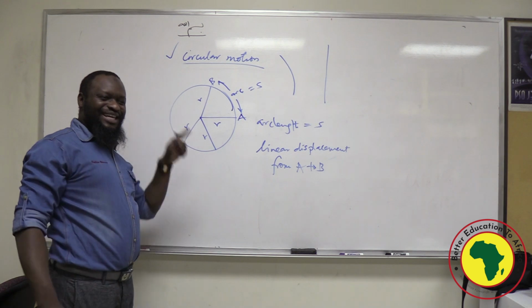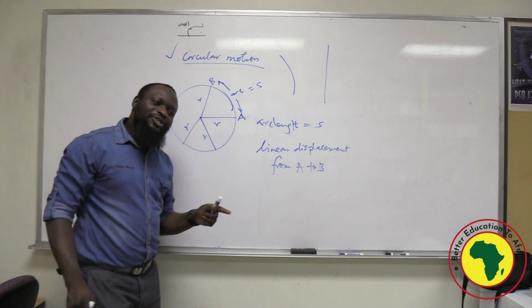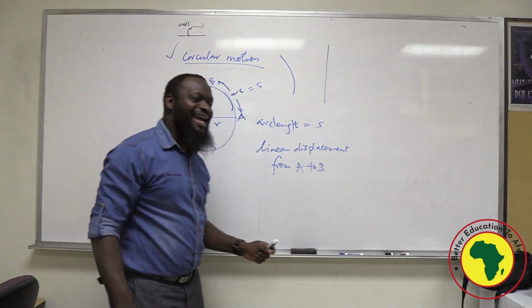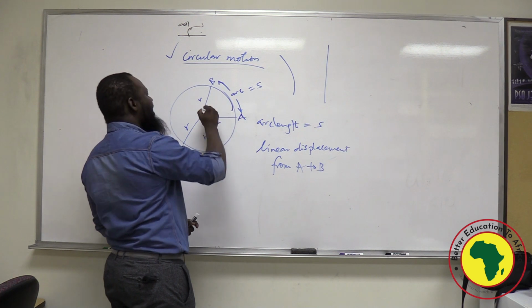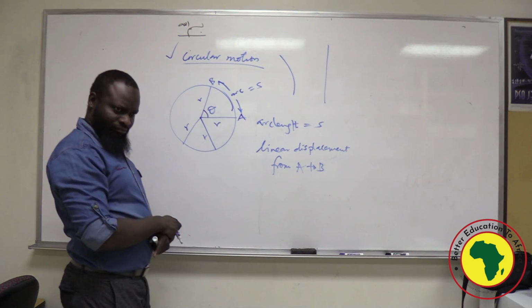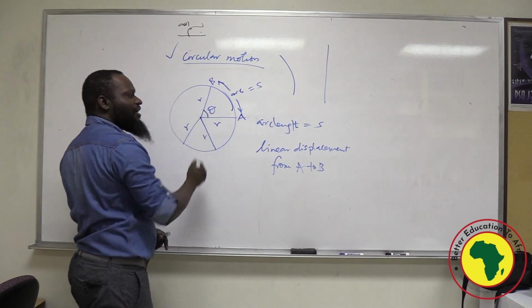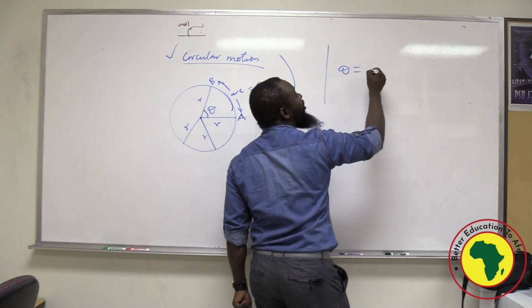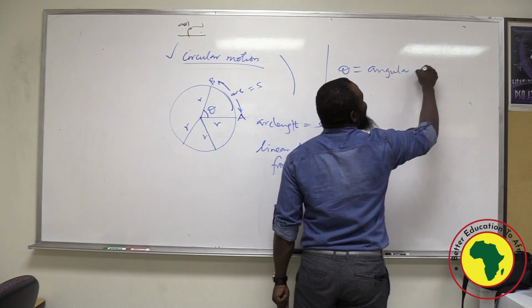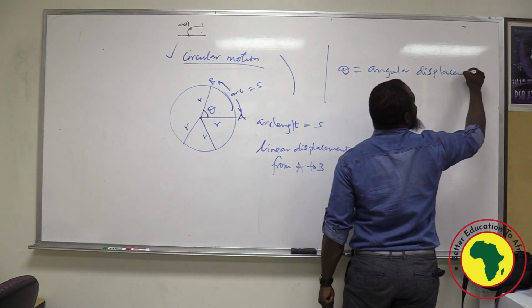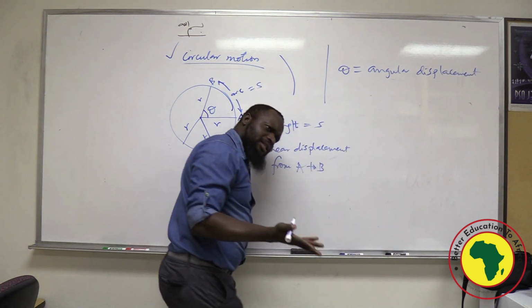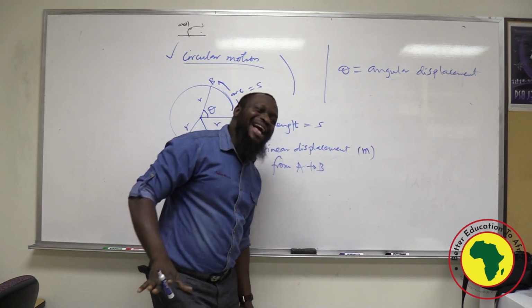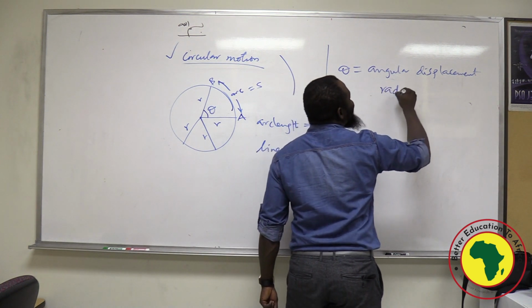Another way to describe the displacement from A to B is, instead of giving you the arc length, I'll just give you the angle theta you move. So you move from A to B through this angle theta. That theta is what we call the angular displacement. Linear displacement is the normal displacement we know, measured in meters. Angular displacement has the SI unit of radians.